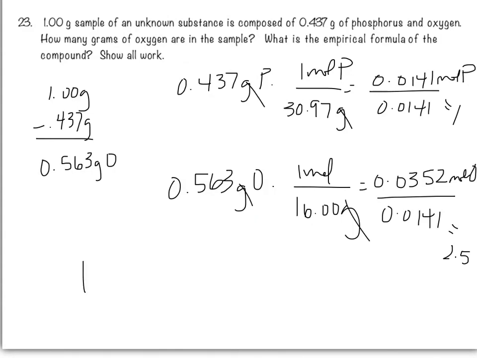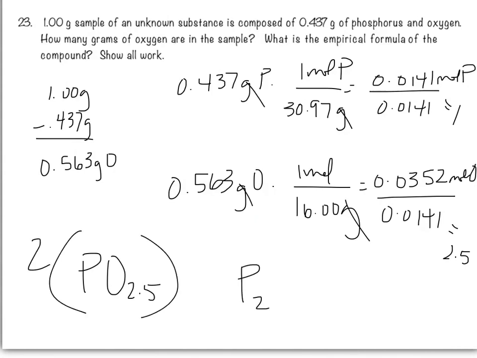Okay, so you cannot have PO 2.5. How do you get rid of the 2.5? Easy, you've got to double it again. So P, which is 1, becomes P2, and then O becomes 5.